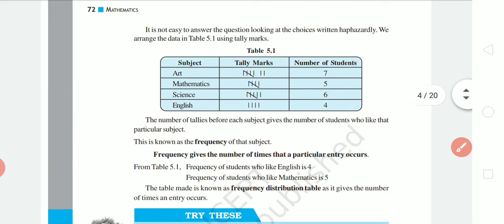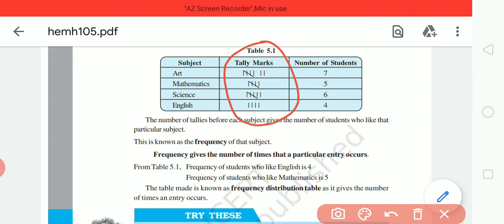Now come to tally marks. You are quite familiar with these. Tally marks are the representation of the data in tabular form, and it is easy for small scale, but when we have larger numbers in the survey, we are not able to mark these tally marks. And frequency gives the number of times that a particular entry occurs. So this is the term frequency.